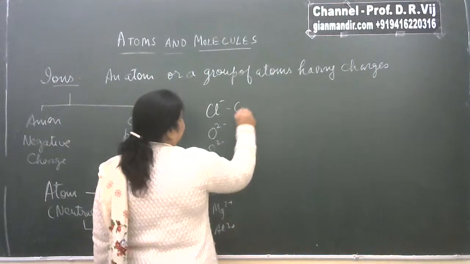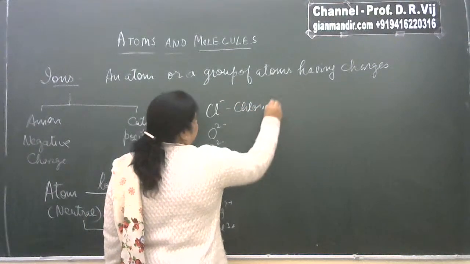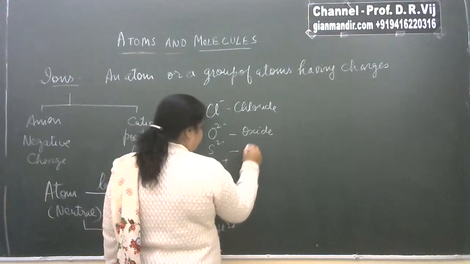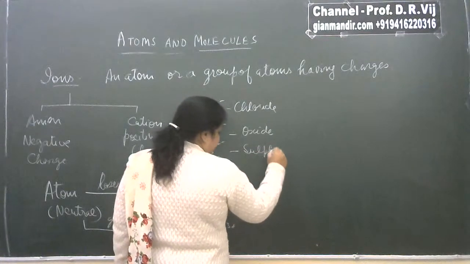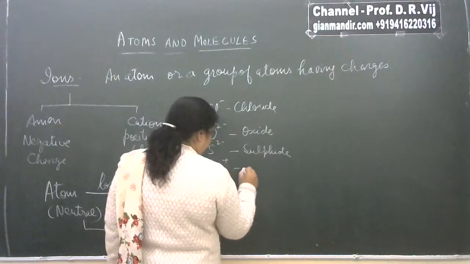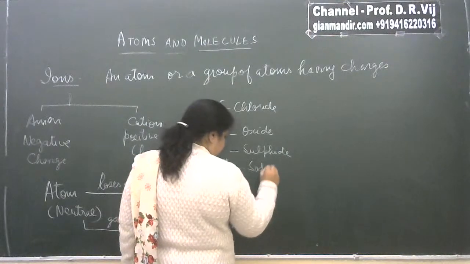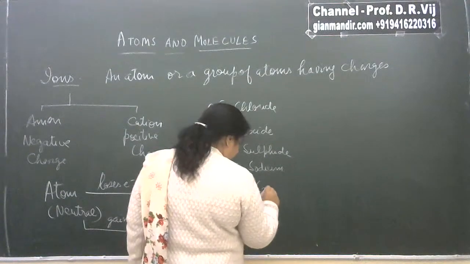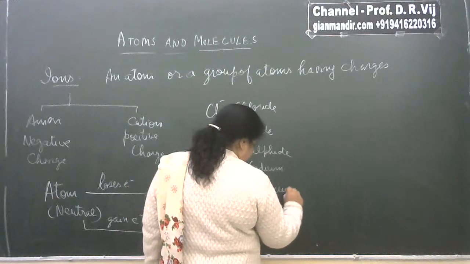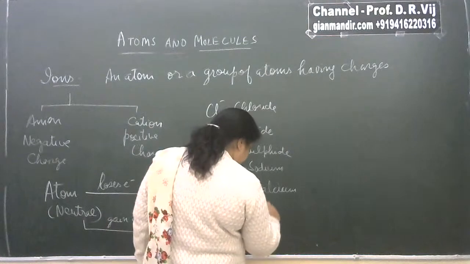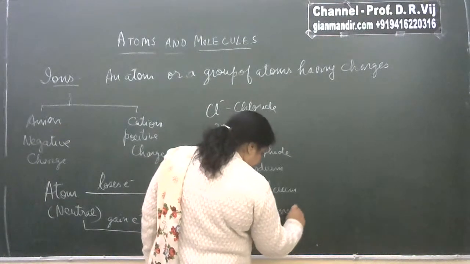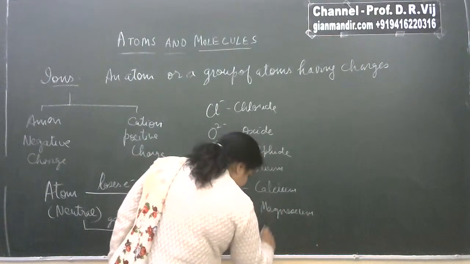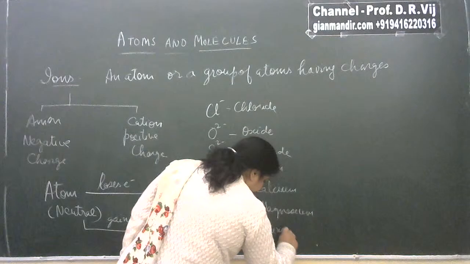So Cl⁻ is chloride. O²⁻ is oxide. S²⁻ is sulfide. Na⁺ is sodium. Ca²⁺ is calcium. Mg²⁺ is magnesium. And Al³⁺ is aluminium.